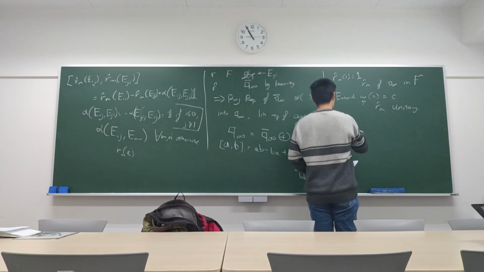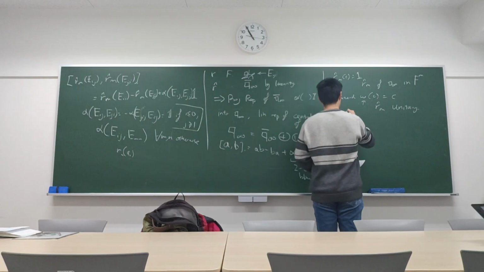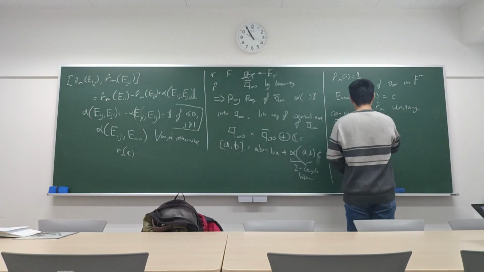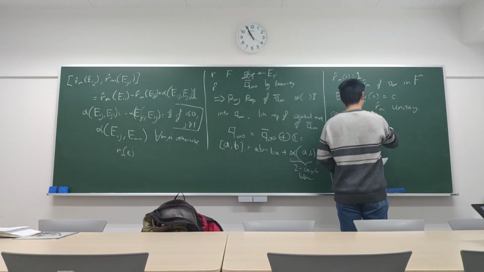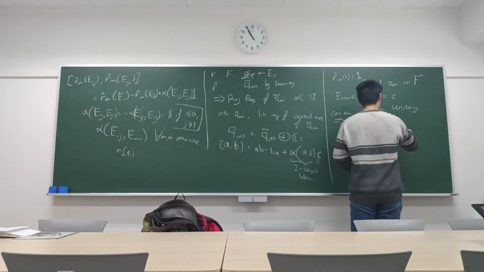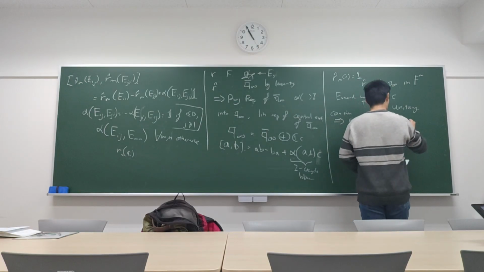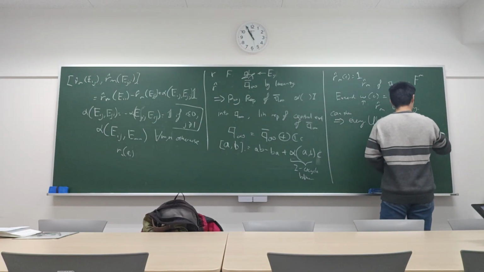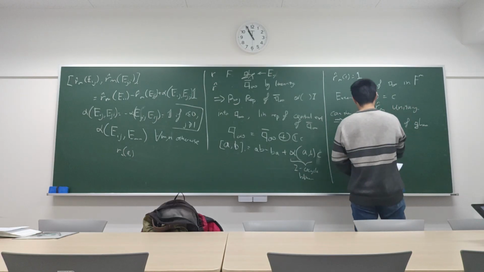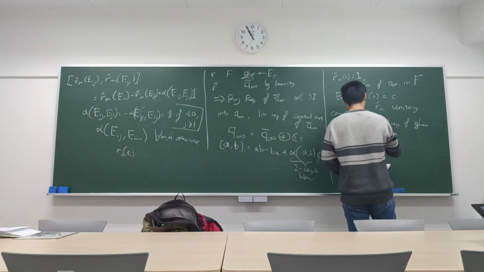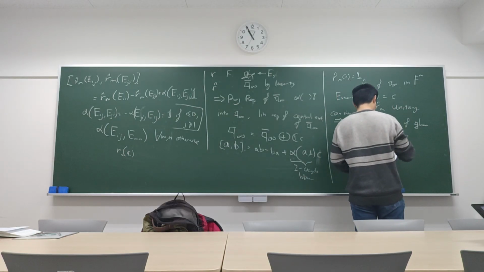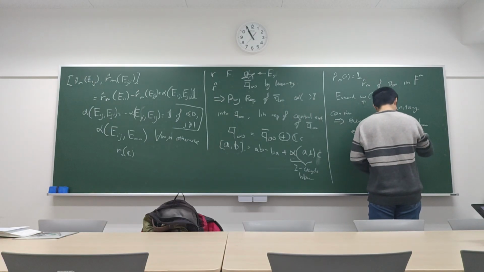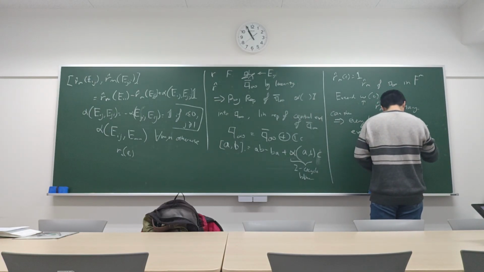And the next thing is we can show that every unitary highest weight representation of GL infinity extends to a unitary highest weight representation of A infinity.